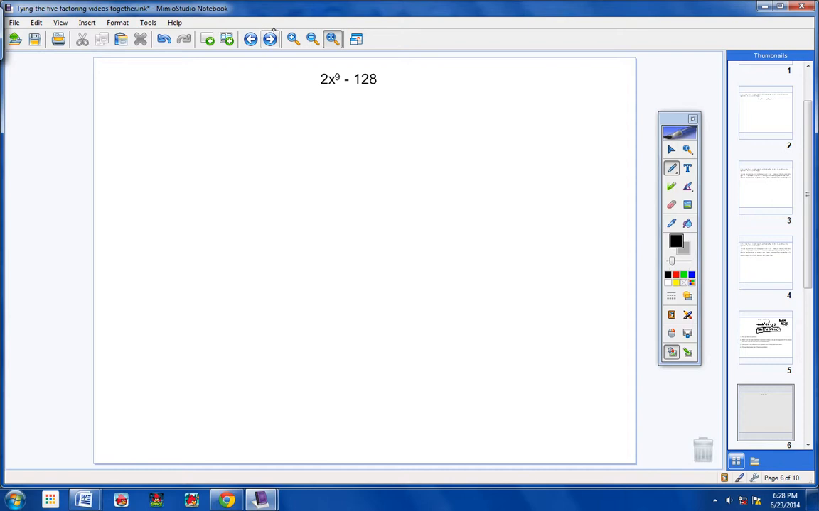Now, we're going to factor this polynomial. The first thing you do is you pull out what's common. Well, I have a coefficient of 2 and a coefficient of negative 128. So I'm going to pull out, or factor out, a 2. And if I do that correctly, here I would have an x to the 9th, because 2 times x to the 9th is 2x to the 9th. And then here I would have 64, because 2 times negative 64 is negative 128.